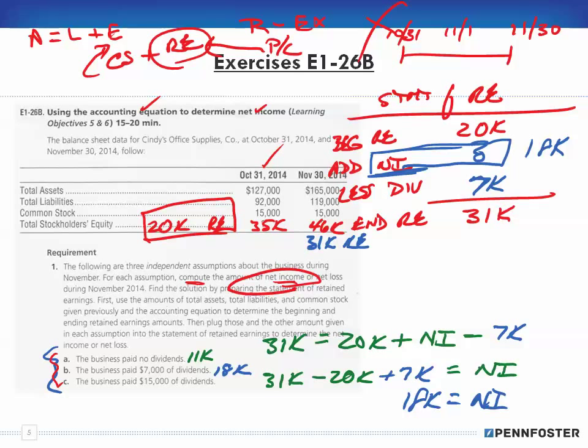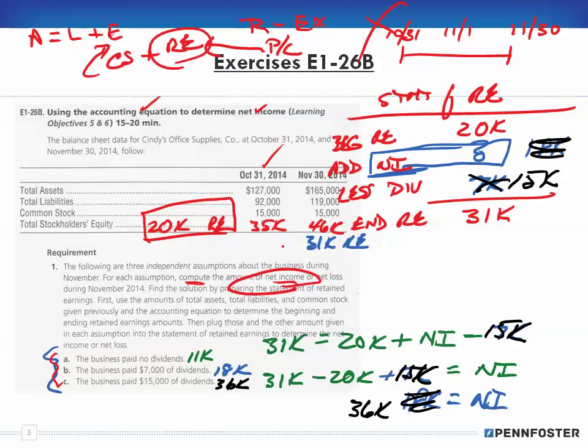Well, paying a dividend is paying a dividend. It's just changing the amount. So instead of having 7,000 here, we have 15,000 instead, which means now we have a positive 15,000 here. So 31,000 less 20,000 is 11,000, plus 15,000 gives us 36,000 as our net income. Okay, so that's it for this problem.